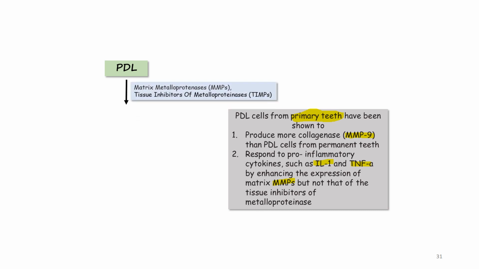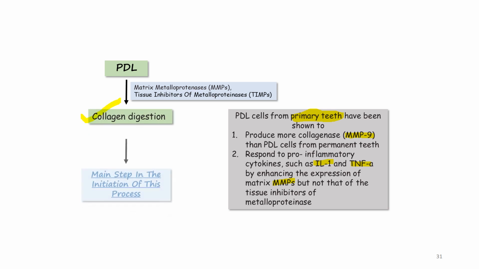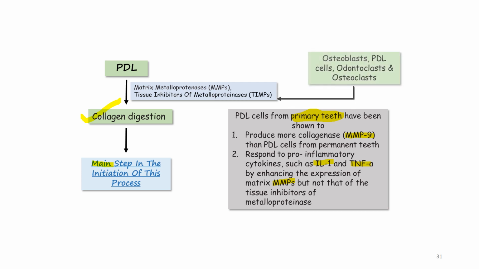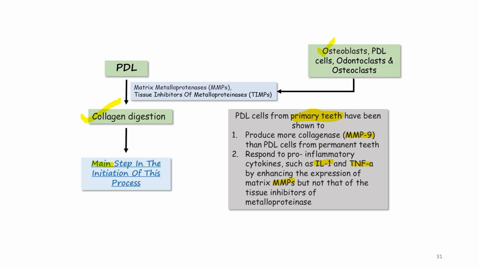Once these matrix metalloproteinases act on the PDL, they cause collagen digestion, which is considered one of the main steps in the initiation process of resorption. Also, these matrix metalloproteinases are produced by osteoblasts, PDL cells, odontoclasts, and osteoclasts as well.